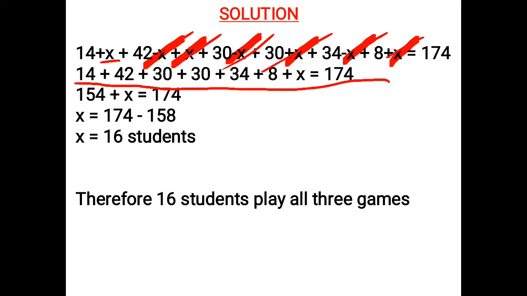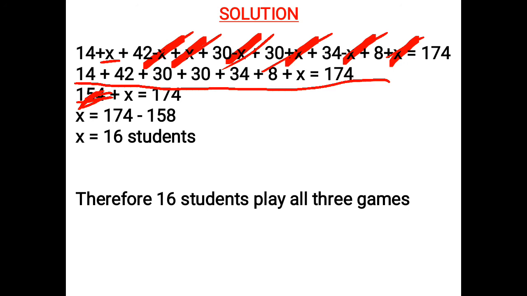When we add everything, 14 plus 42 plus 30 plus another 30 plus 34 plus 8, it should give us 158, not 154. It should give us 158. So that was a typing error. So when you add everything, it should give us 158, not 154.